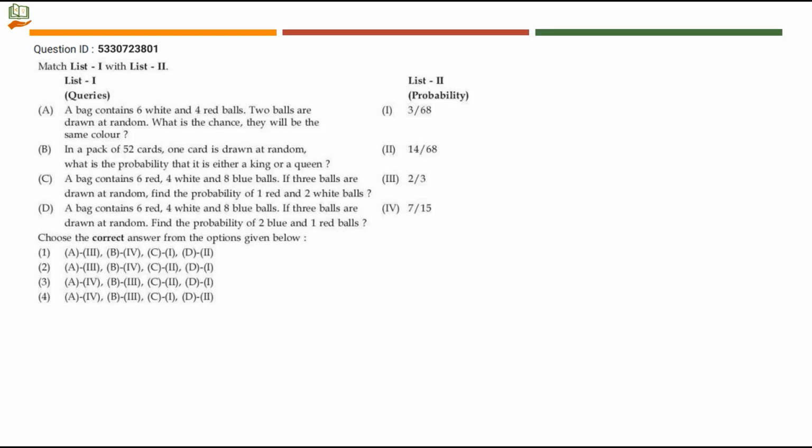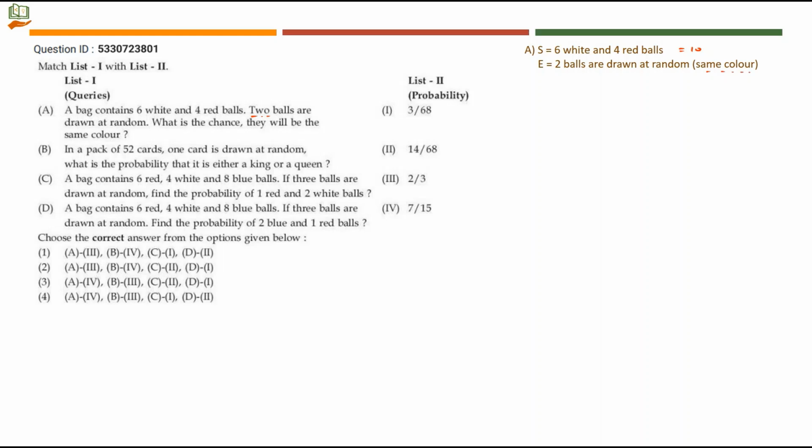What is the chance they will be the same color? When you pick those 2 balls, it should be either from white or from red. Now what is the sample space here? We have 6 white balls and 4 red balls. Altogether there are 10 balls. So from these 10 balls we have to pick 2 balls. The event is 2 balls are drawn at random and they are of same color.